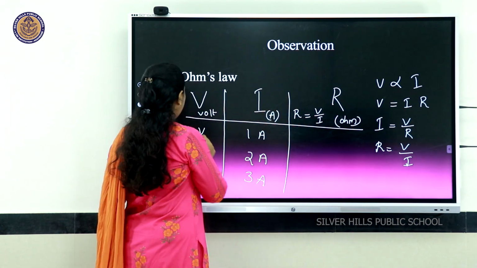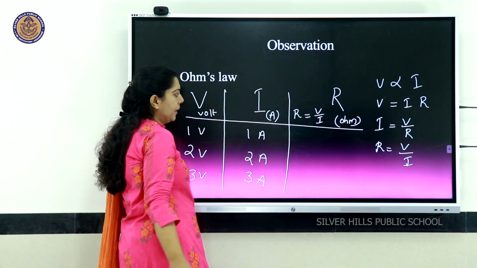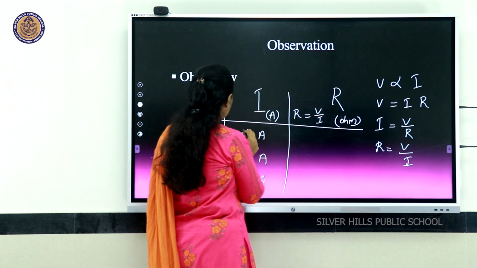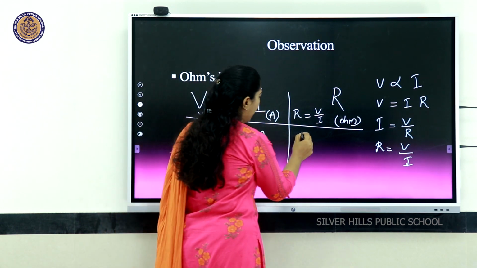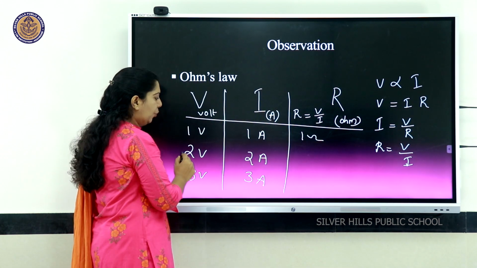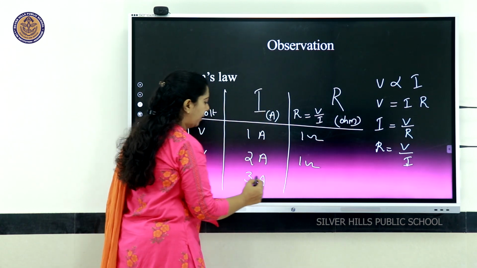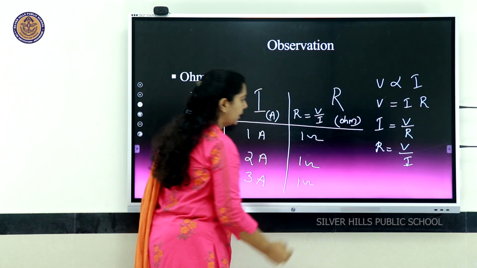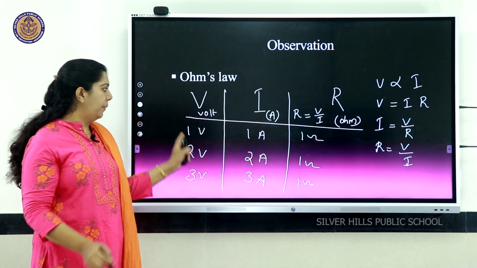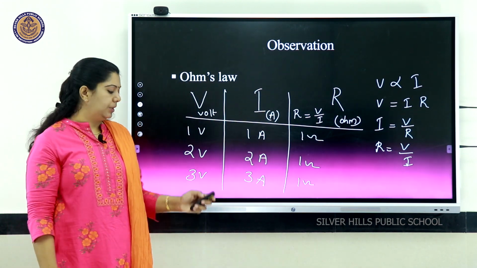So what is the first reading? 1 volt, 1 ampere. R is equal to V by I. 1 by 1, we can write 1 ohm. 2 divided by 2, 1 ohm, and 3 divided by 3, 1 ohm. This way we can complete this observation table.